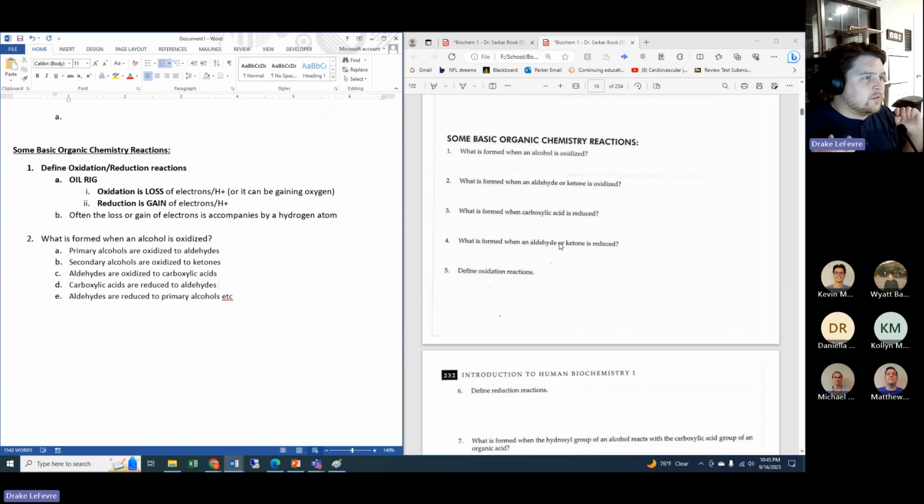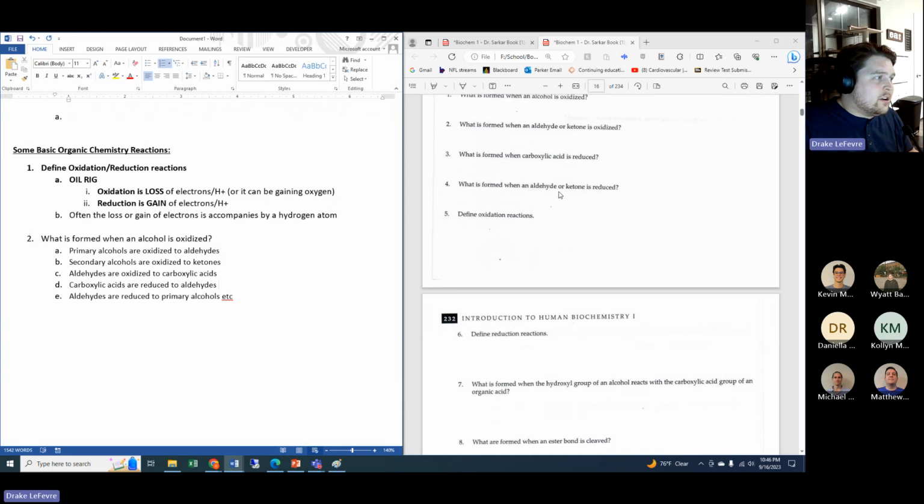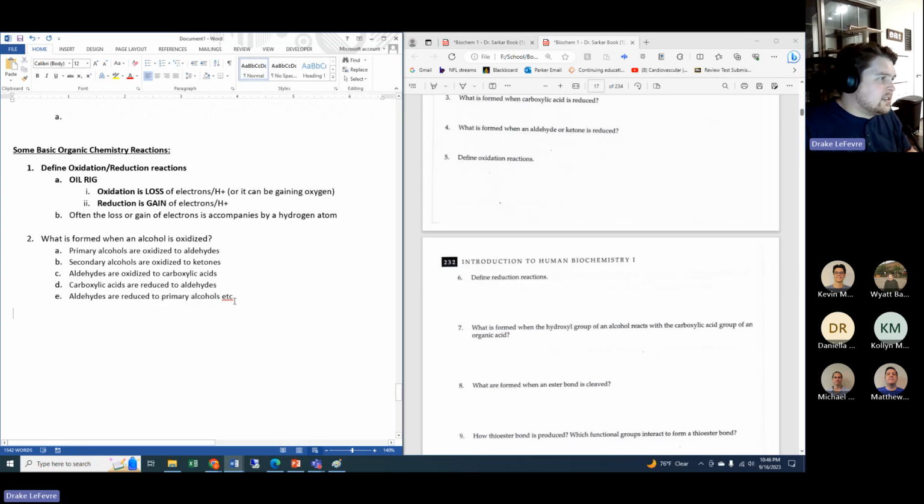Oxidation and reduction are opposite of each other. So if I oxidize an alcohol, I get an aldehyde. If I reduce an aldehyde, I then get an alcohol. So it's going back and forth between them, which is what oxidation and reduction reactions are. So when carboxylic acid is reduced, you get aldehydes. When an aldehyde or ketone is reduced, it's reduced back to primary alcohols, and so on. You could write this a whole bunch of different ways.